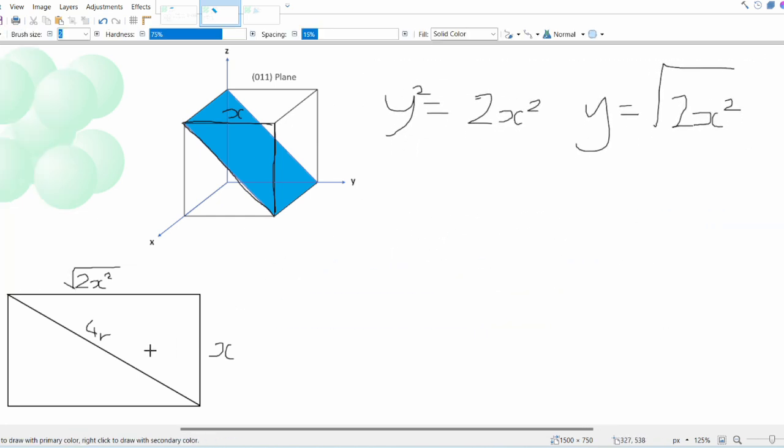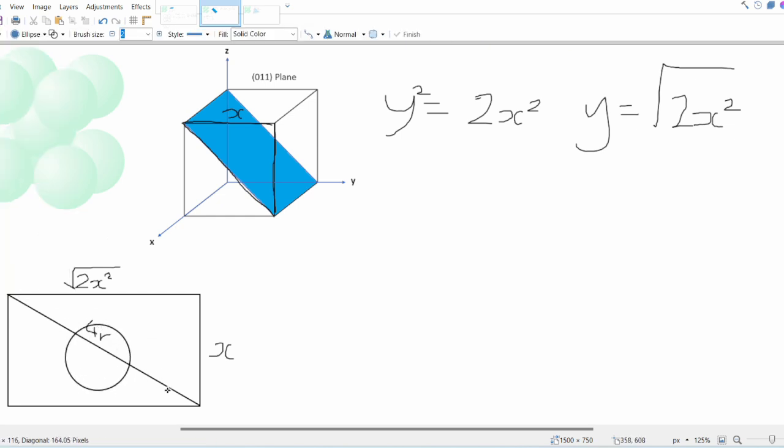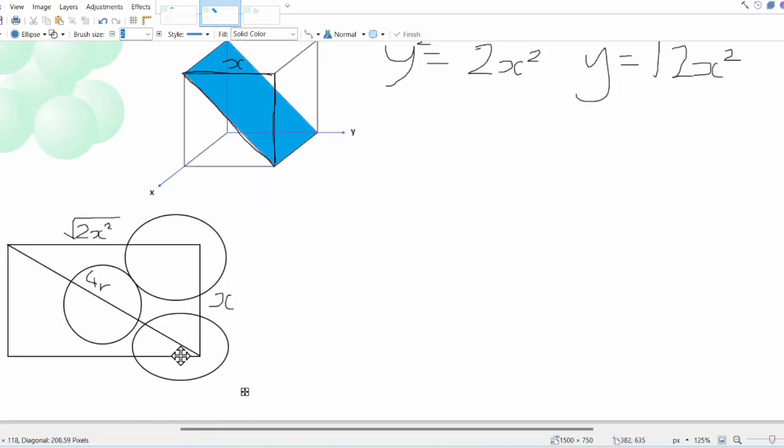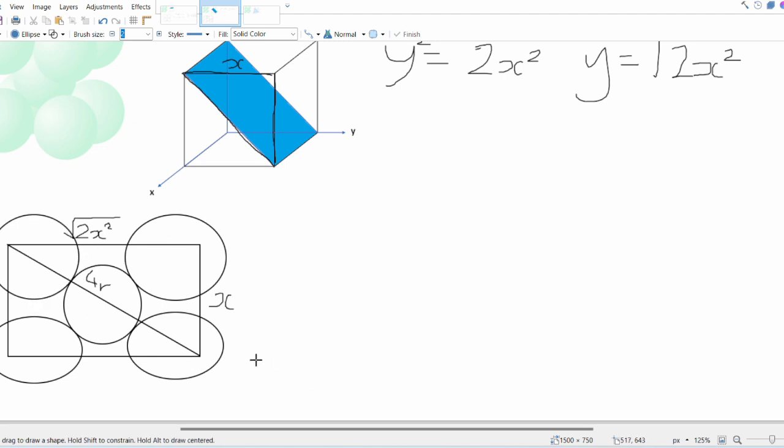Now, if we were to draw the cross section out, basically what we would get is a circle in the center, like so, and then a bunch of circles on the corners that touch this circle. So it should look like this. And as you can see, there is one full circle plus 1, 2, 3, 4 quarters of a circle. So that is 2 circles in total.